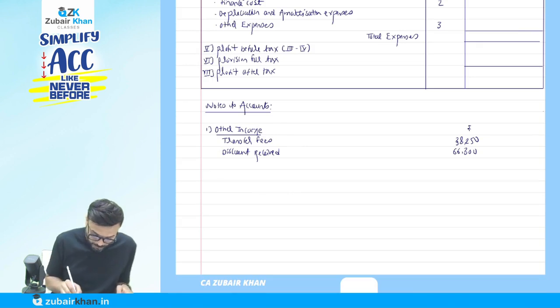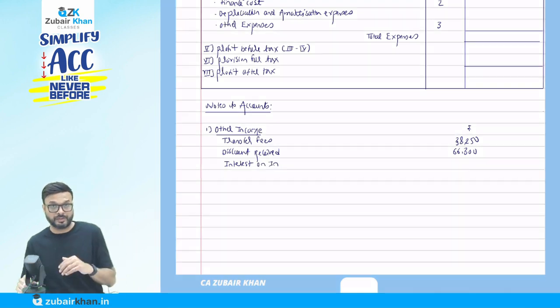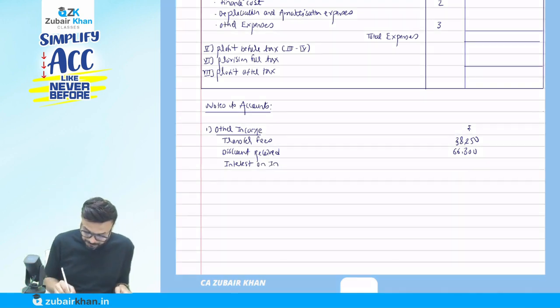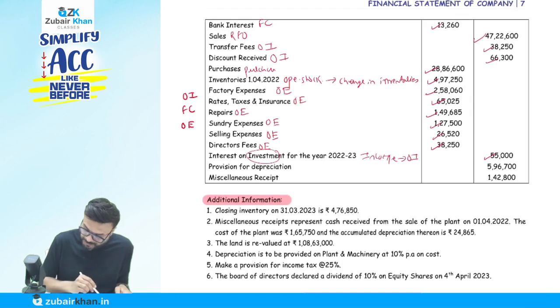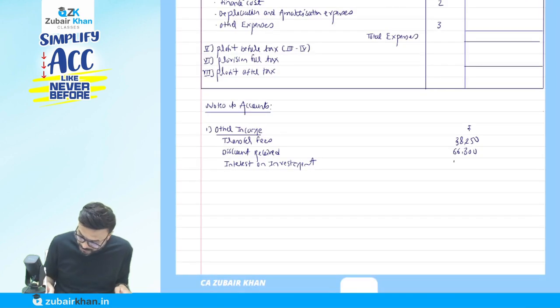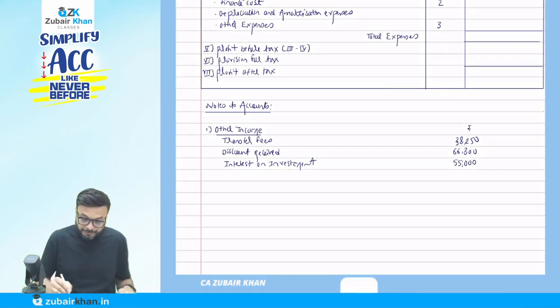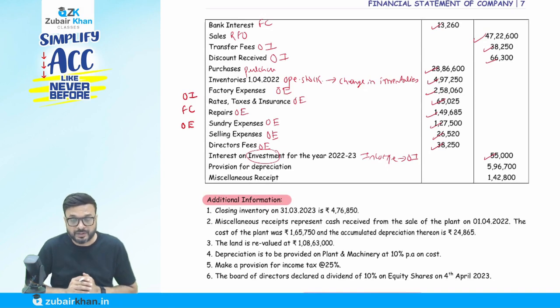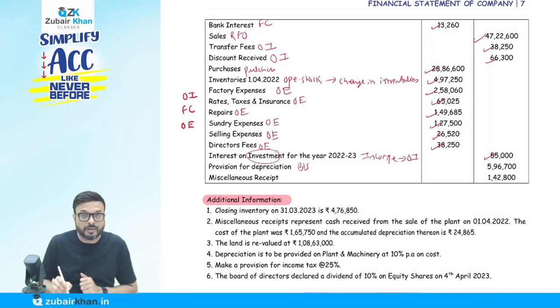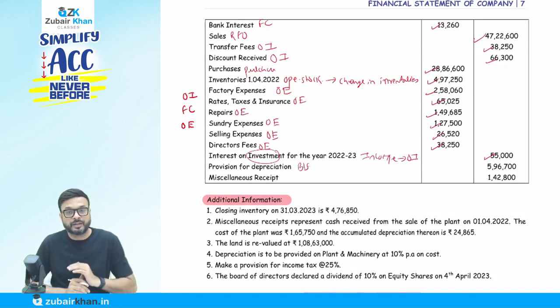Yes. Notes to account number 1. Interest on investment. We are receiving interest on investment, so this is income. How much is it? That is coming 55,000. Okay. Then we have here provision for depreciation. It's a balance sheet item, so we will not write it down because we are preparing only the profit and loss account.